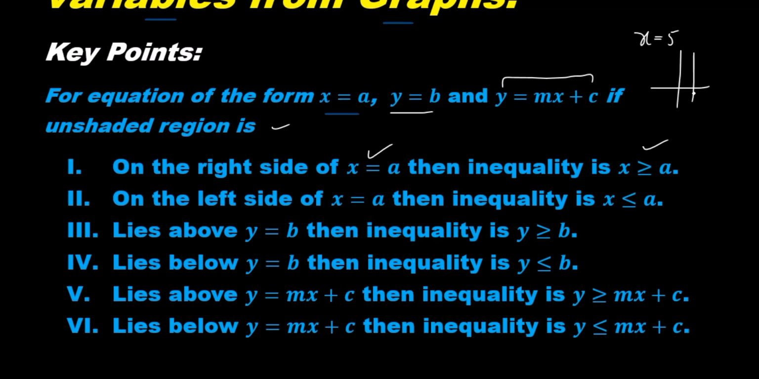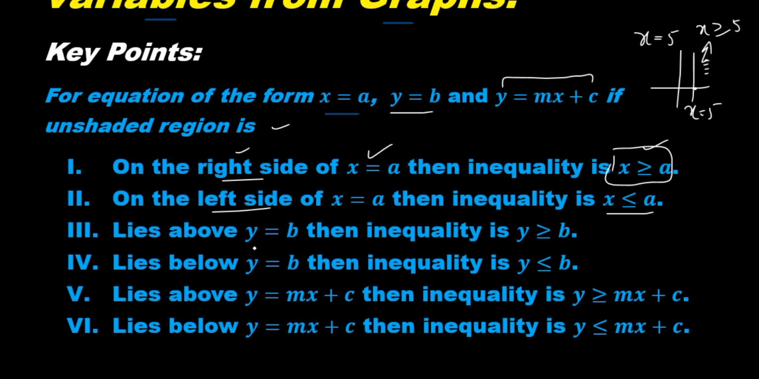Suppose this is x is equal to 5 here, and the unshaded region is here. Then for this unshaded region, the associated inequality is x greater than or equal to 5. Meaning to say, for the line x equal to a, if the unshaded region is on the right side we will use the inequality x greater than or equal to a, while for the left side we will use x less than or equal to a.